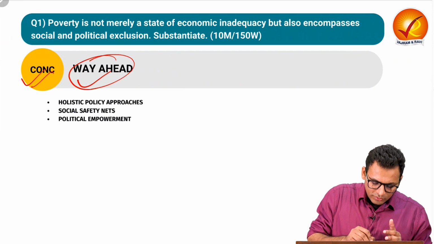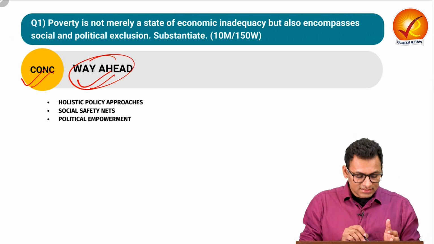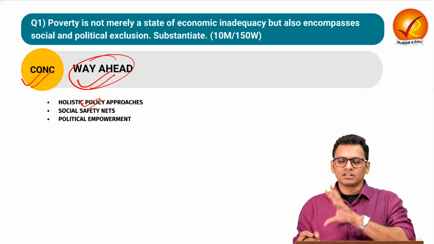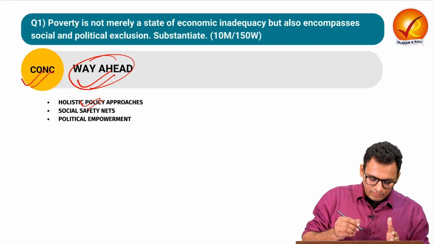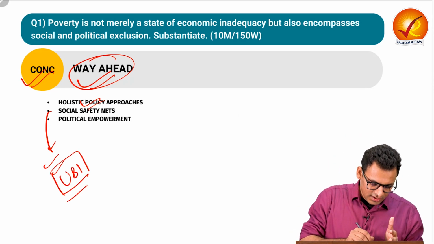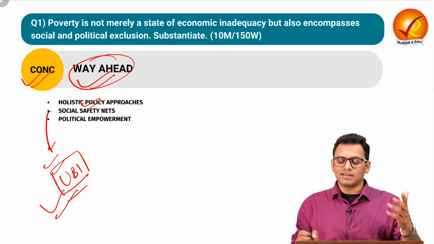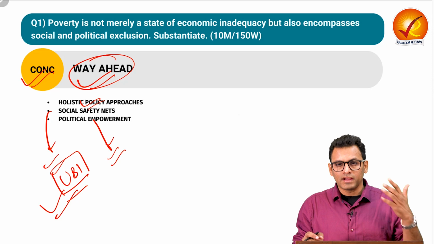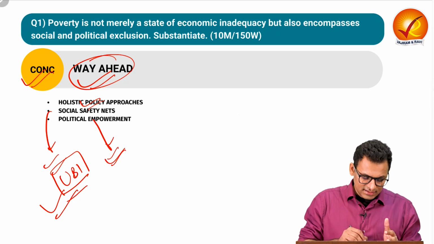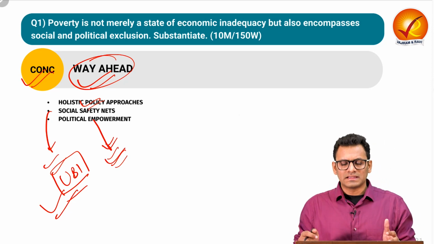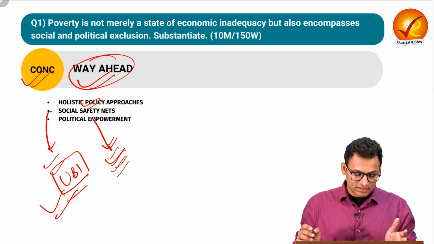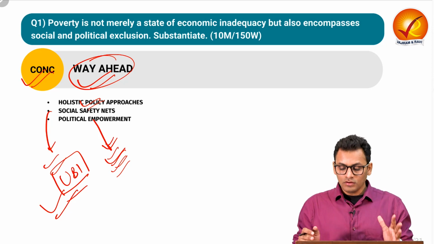In the conclusion, you can talk about way ahead, that going ahead the policy should be holistic in its nature, thus also encompassing social and political inclusion along with economic empowerment to eliminate the poverty. There should be social safety nets such as universal basic income so that people do not fall in the poverty trap. The next is political empowerment with respect to making sure that their political identity is realized, as in they can access their voting privileges as well as they can stand for their own groups. So that is something: political empowerment, social safety nets and holistic policy approach. So this is all for question number 1.